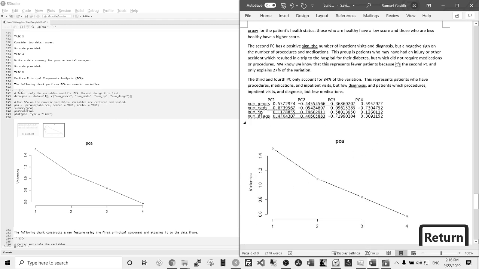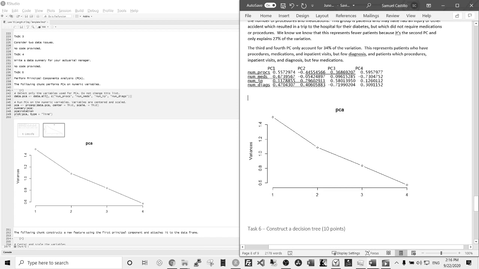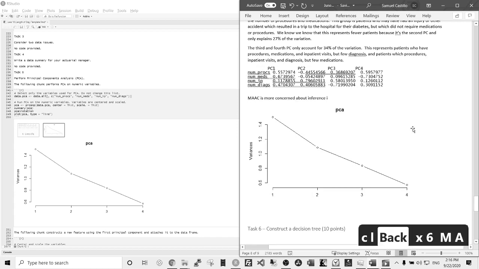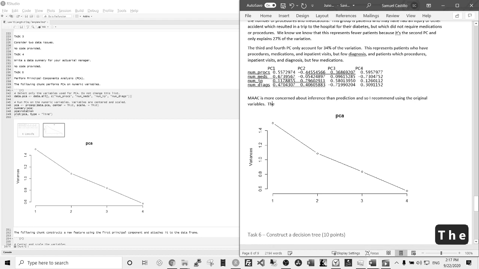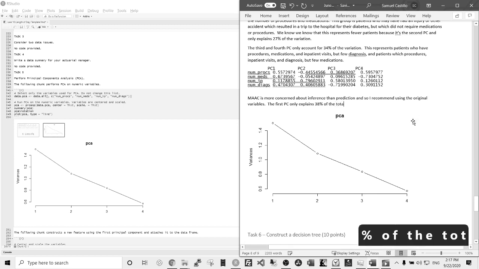But our client was asking us to get insight into the patient's length of stay. So they are less concerned about predictive value and more concerned with understanding the result. So I would just say the client is more concerned about inference than prediction. And so I recommend using the original variables. The first PC only explains 38% of the total variance, which is not very much.